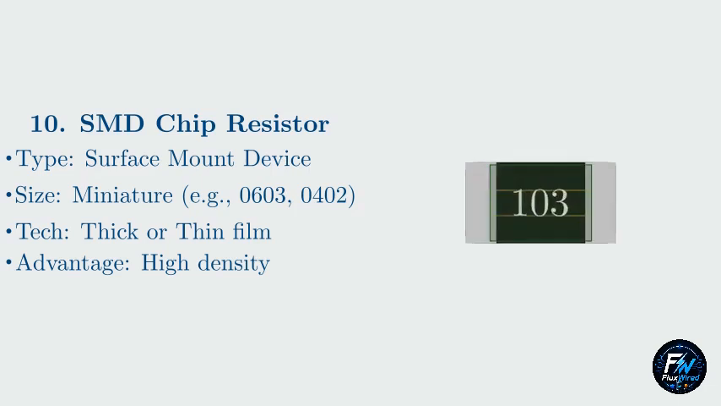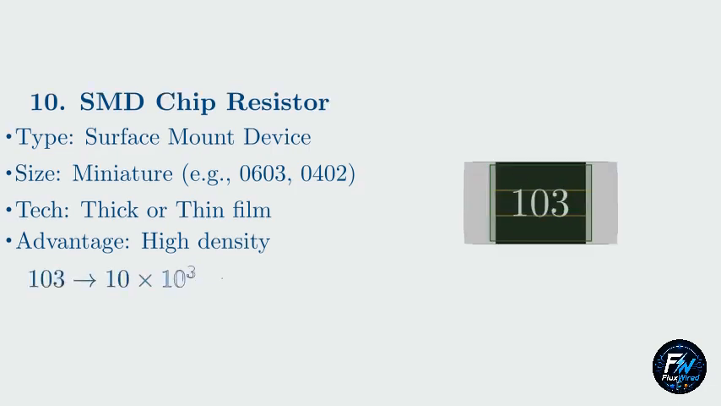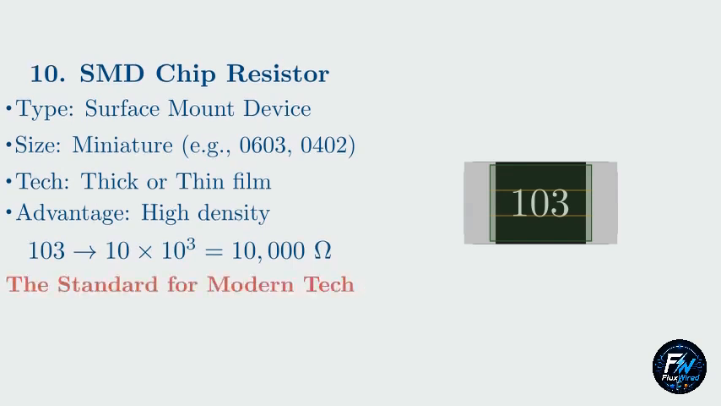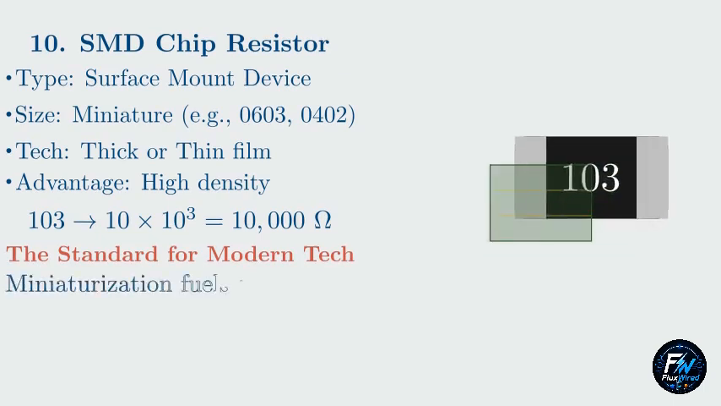The numbers on the back, like 103, tell us the value. Just like the color bands, the first two digits are the value, and the third is the number of zeros. So, a 103 is a 10,000 ohm resistor. Because they are so small and have no leads, they are perfect for high-speed automated assembly by robotic arms. They are the reason our devices can be so powerful, yet fit in the palm of our hand.